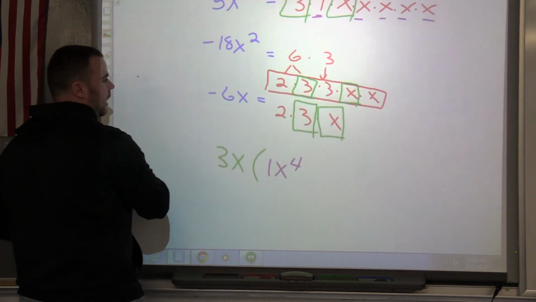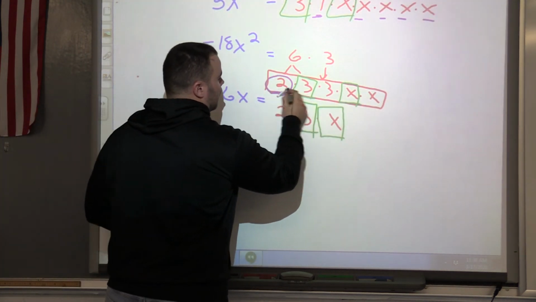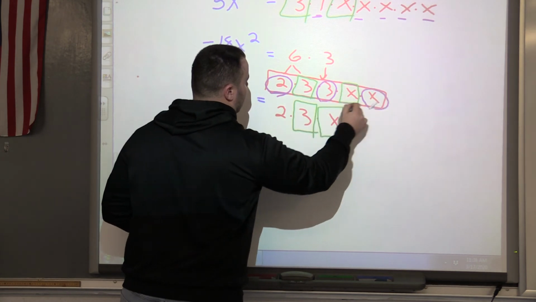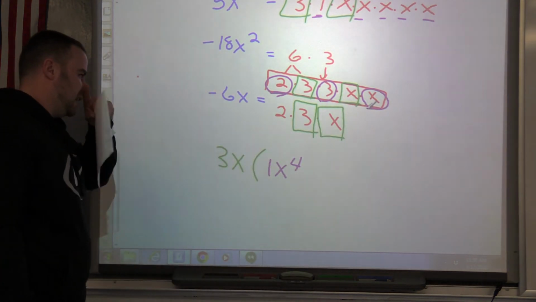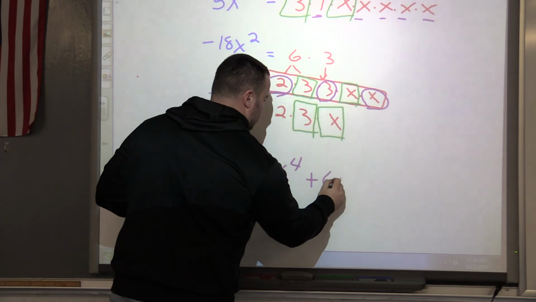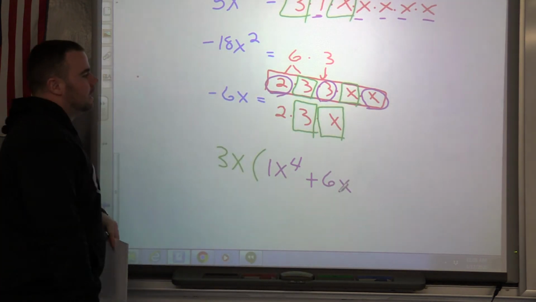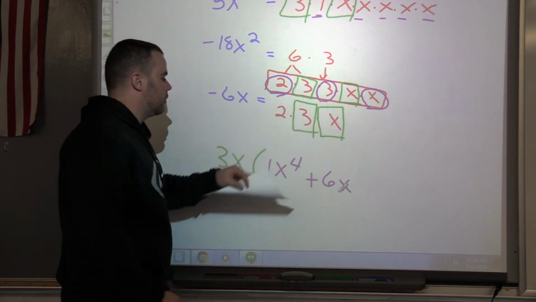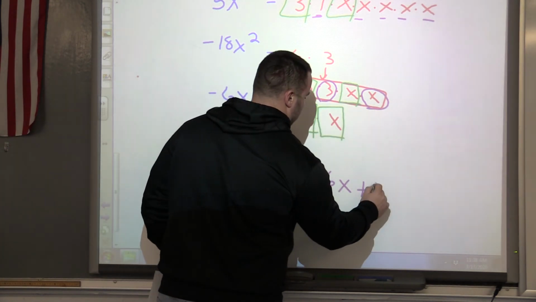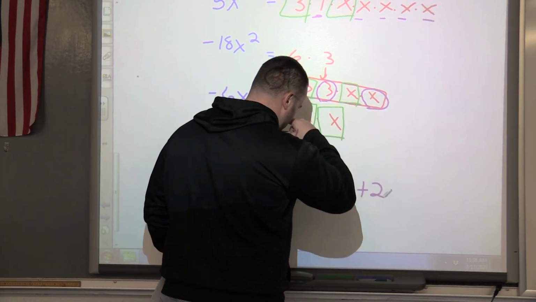On the next one, I've got a 2 and a 3 and an x. 2 times 3 is 6, and then x, so plus 6x. And on the last one, the only thing I have left is just a 2. So I'll just write it down.